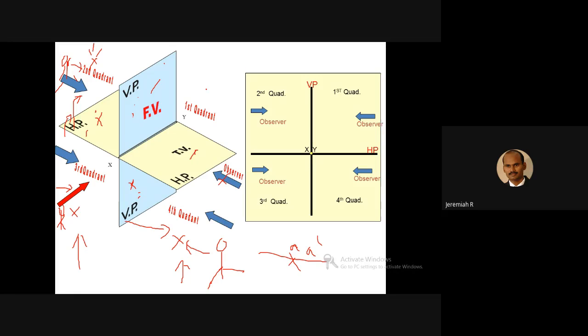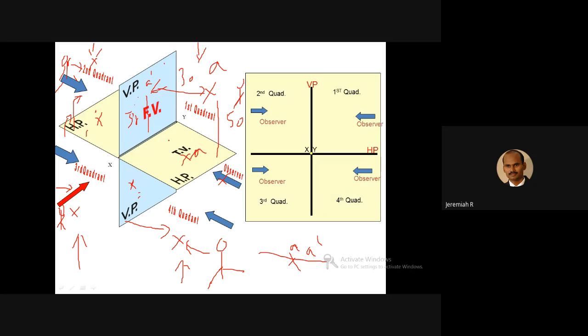It will be given a point A. Point A is 50 mm above HP, but 30 mm in front of VP. So draw the projection of the point. So what you have to do? The observer has to be here. When you see from the front view, what will you get here? A dash. What is the distance from here? It is 50, so A dash is 50 from here. Top view: when you see from the top, where will you get the point A? You will get a point A here.